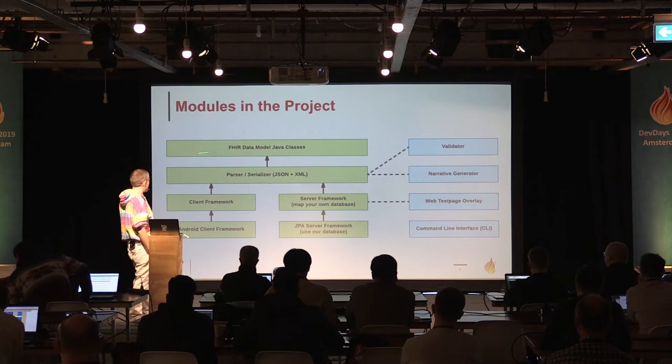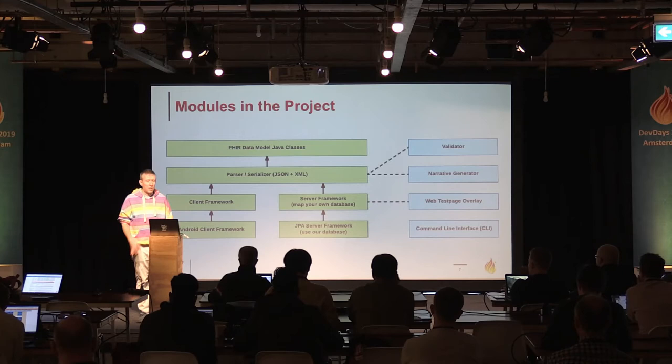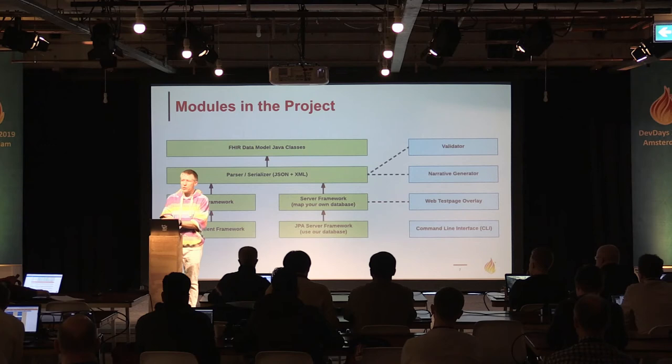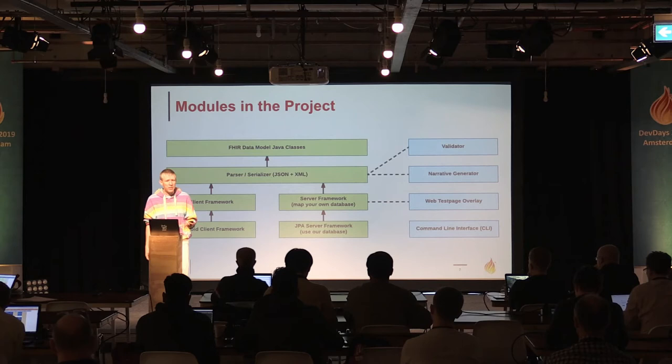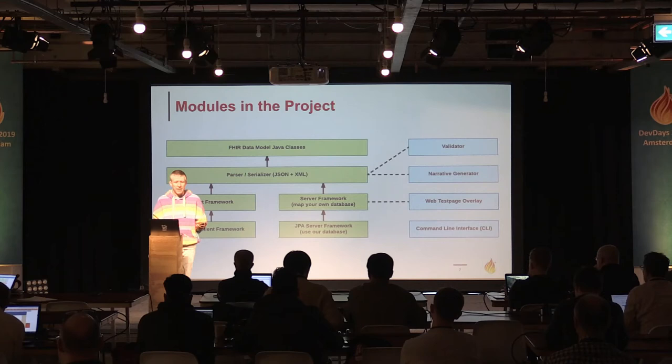So we've got a set of Java model classes, and those represent all of the structures that exist within the FHIR standard, and in fact all of the structures that exist across various versions of the FHIR standard. FHIR has a patient resource, and Happy FHIR has a class that models the patient resource that you can build against, to get compile-time checking that you've got the right fields and all of that stuff.